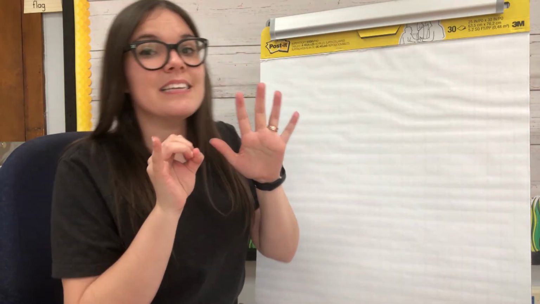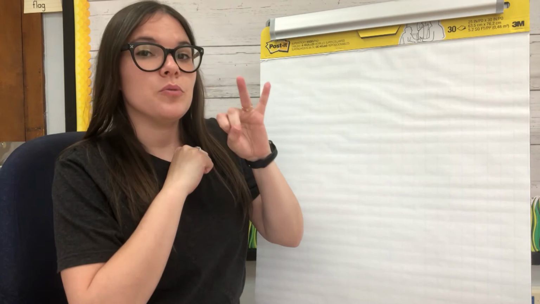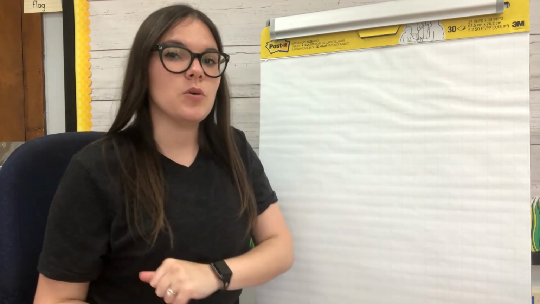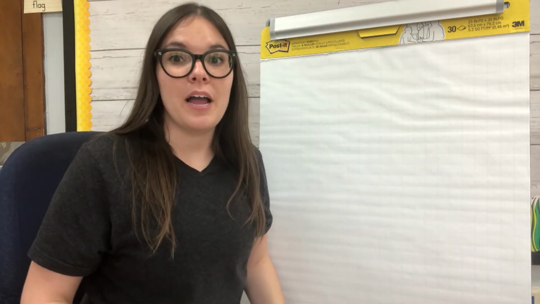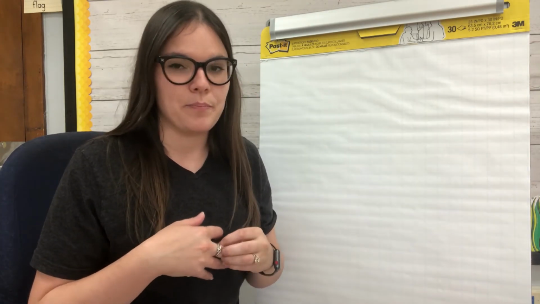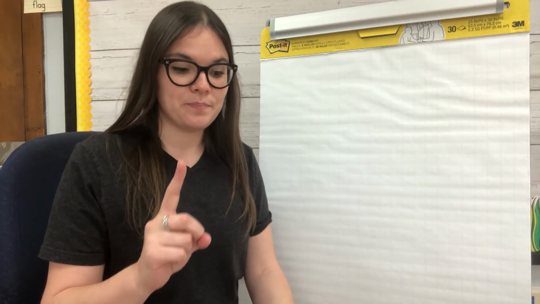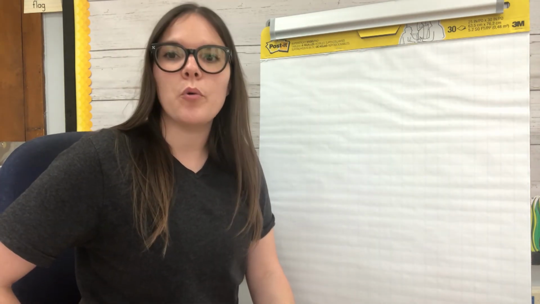10, 9, 8, 7, 6, 5, 4, 3, 2, 1, 0. Okay, so I hope you're ready. Listen carefully and do exactly what I described, okay? And then I'm gonna show you what it really looks like. So step 1, draw a circle for the body.